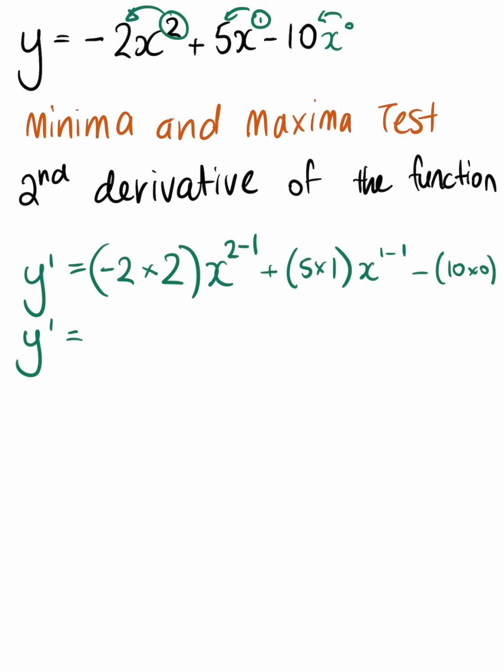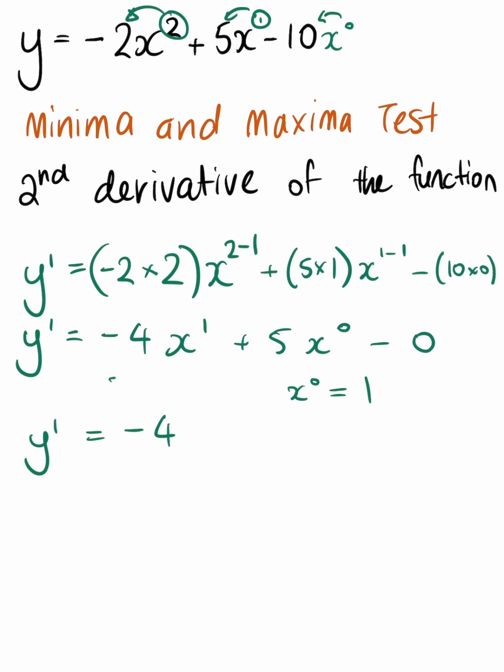Now we don't really worry about writing this x to the power of 0 minus 1 because any time you find the derivative of a constant, so one that doesn't have an x value, it's just going to be 0. So when we expand that, it's going to be negative 4x to the power of 1 plus 5x to the power of 0 minus 0.